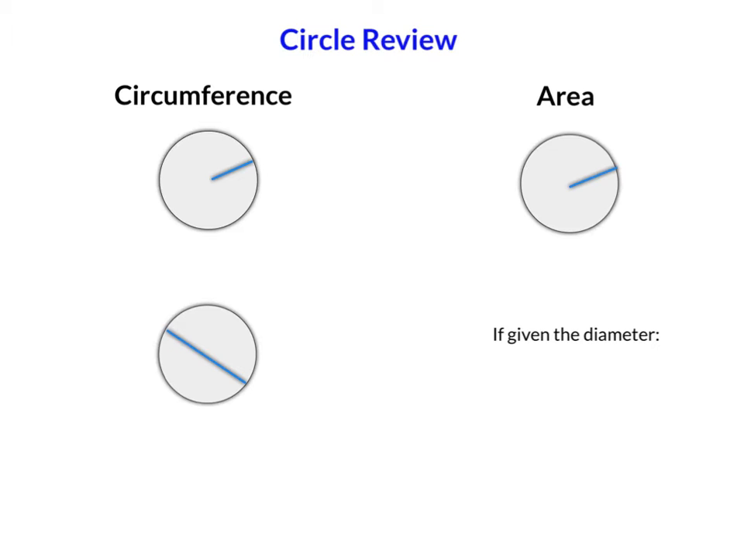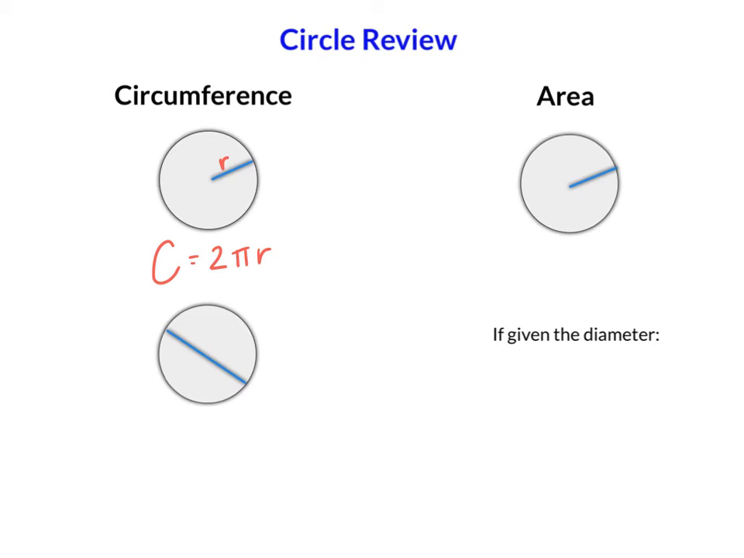In this video, we're going to quickly review how to calculate the circumference and the area of a circle. For circumference, you have two different options of formulas depending on what you know about the circle. In this first circle, we're given the radius. To calculate circumference from a radius, you use the formula c equals 2 pi r.